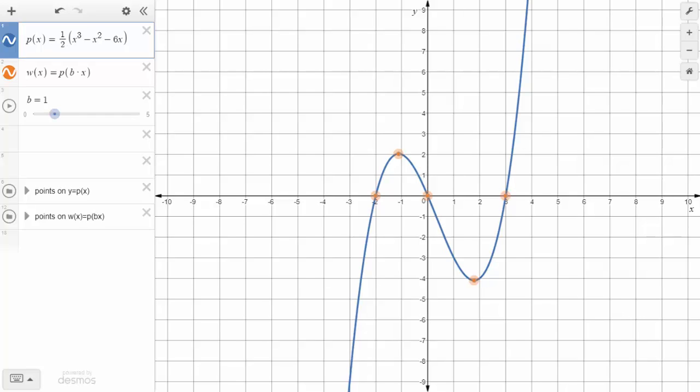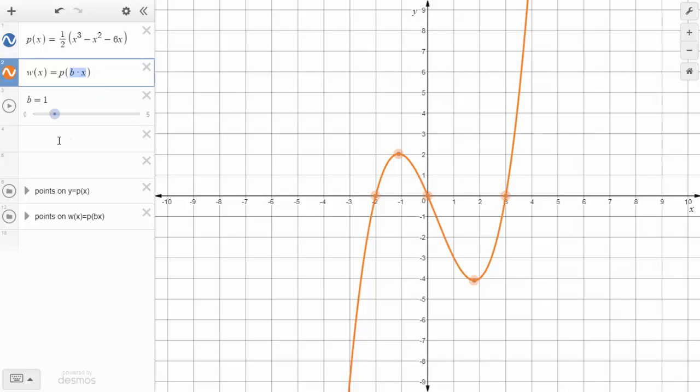In this example, we're going to explore what happens when we multiply the inside of a function by a constant. So I'm here in Desmos. I've got the graph of the function p of x plotted, and then I've also graphed the function w of x, where w of x equals p of b times x. So b is a constant. It's multiplied on the inside of the function, affecting the inputs.